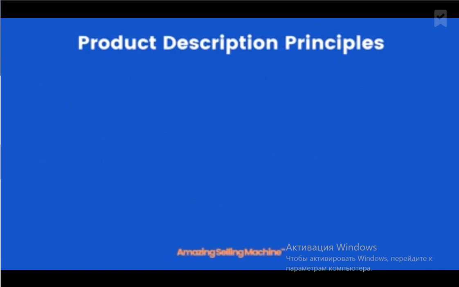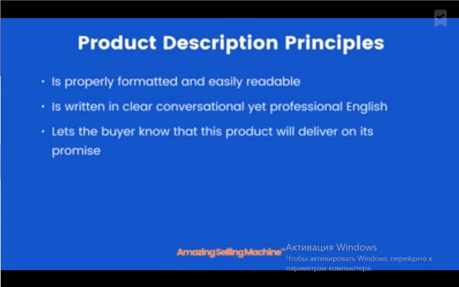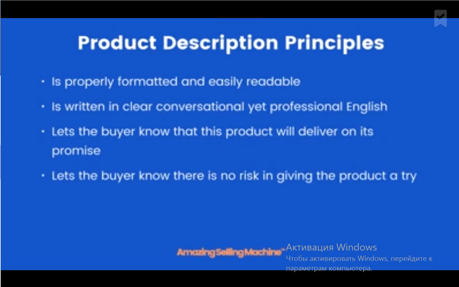Product description principles. Make sure it is properly formatted and easily readable. Also, make sure it is written in clear, conversational, yet professional English. It should let the buyer know that this product will deliver on its promise, and lets the buyer know there is no risk in giving the product a try. And lastly, it should ask for the sale and tell the buyer what to do next.